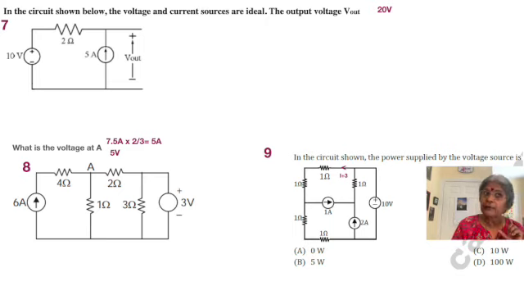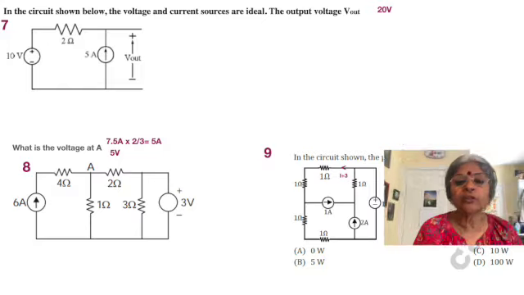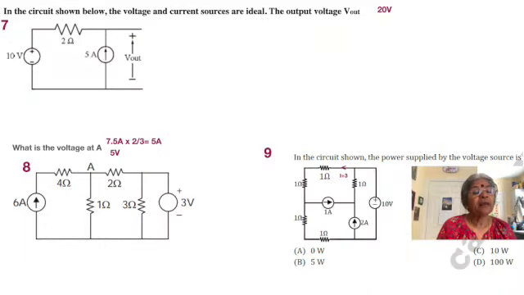If V out is going to be positive, then this is delivering power. In that case, the 10 volt source might be absorbing power, or else the 2 ohms will require a lot of power. So let's see what it is. In the circuit shown below, the voltage and current source are ideal, find the output voltage V out. 5 amps flows through the 2 ohm resistor and creates a drop there with the right terminal positive. So that's equal to 10 volts. So 10 and 10, 20 volts.